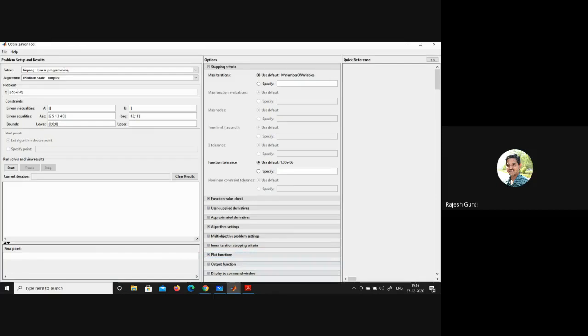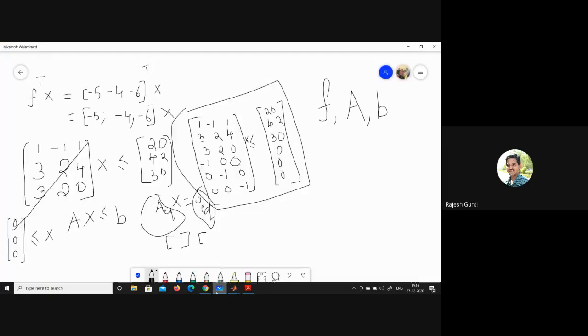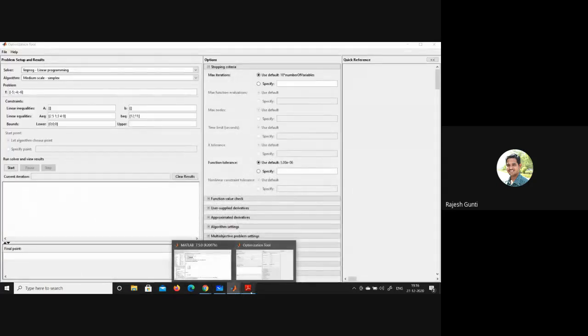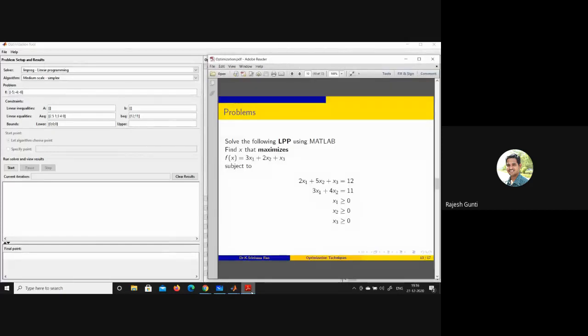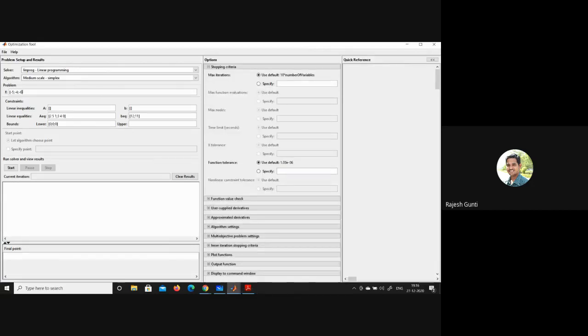I have to change. What is F? Not this one. What is F? Minus 3, minus 2, minus 1. Okay, start. The previous answer, same as the previous solution.